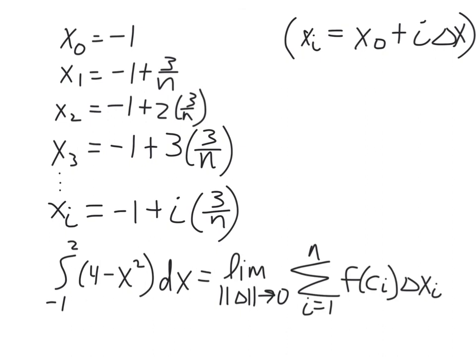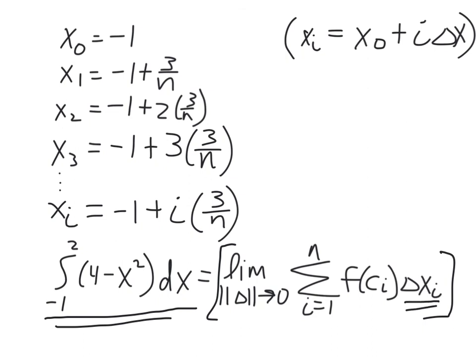Now we've laid some groundwork here, but we need to remember where we're heading. The definition of this definite integral is given by this limit. And what we have found, well, we know delta x sub i, we're letting all the widths be equal, so delta x sub i is going to be 3 over n. No matter which interval we're at, 3 over n.